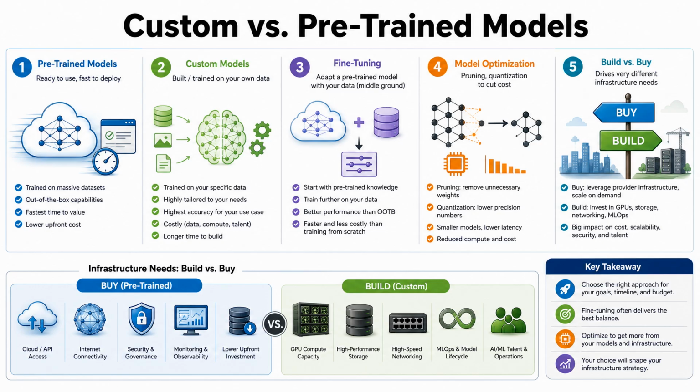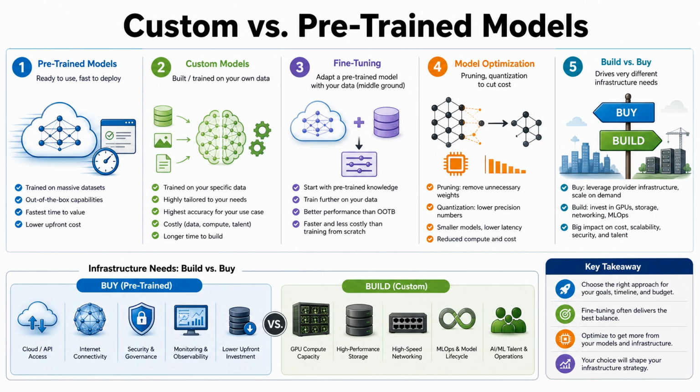Number 3 is the sweet spot most shops land on. Fine-tuning, start with a solid pre-trained model and adapt it with your data. Most of the benefit at a fraction of the cost. Number 4, model optimization, pruning and quantization to shrink the model and cut compute and cost. And number 5 frames the whole decision, build versus buy.